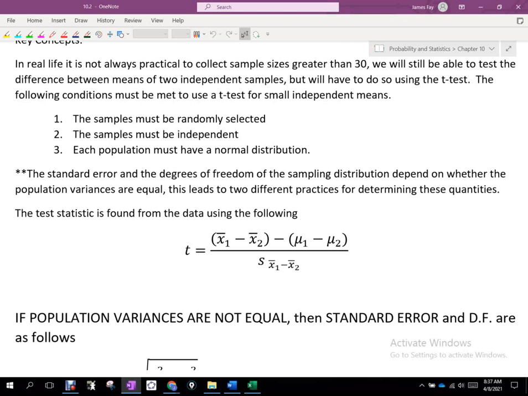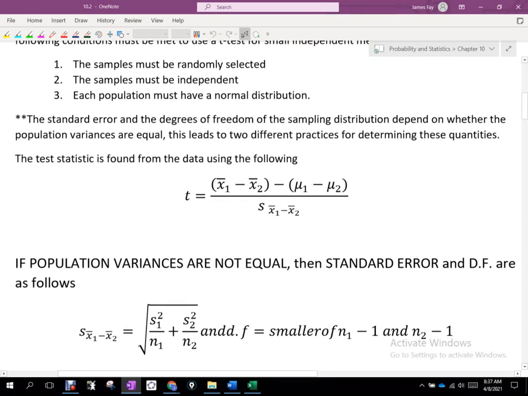I don't want to get into right now how you will know that, or how you will not know that. Right now, as we go through the problems, you will be told to assume that population variances are equal, which is the same thing as saying the population standard deviations are equal. Or if the problem says not equal, we'll adjust our formulas for that. So this leads to two different practices for determining these quantities.